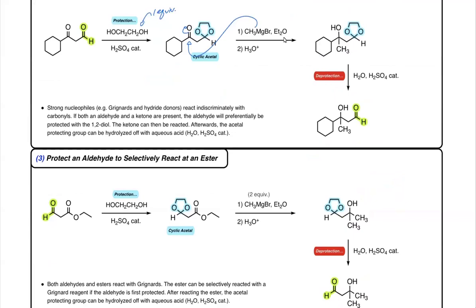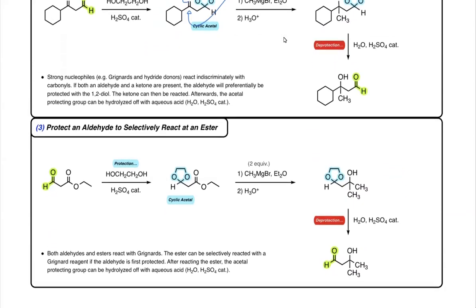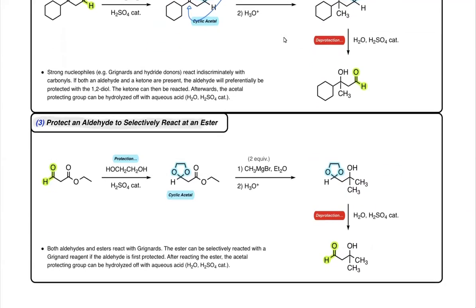Now, instance number 3 is essentially kind of the same situation. We could protect an aldehyde to then selectively react at an ester, or really any lower energy derivative. Looking at the net result of this transformation, what we've done is we've reacted the ester, generating a tertiary alcohol, but we've preserved the aldehyde.